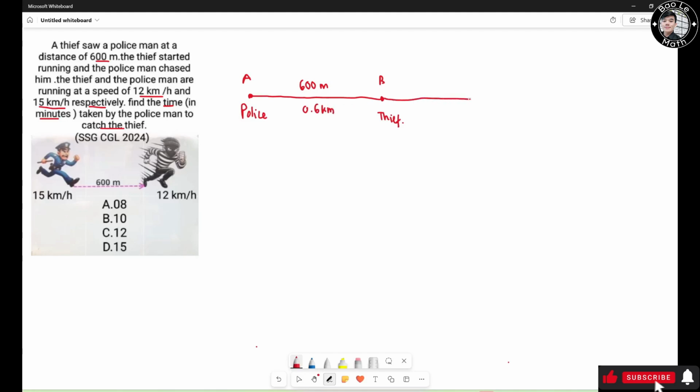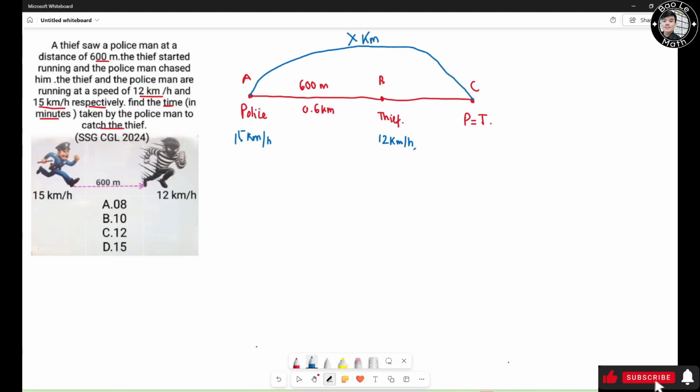Now, suppose at the position C, the policeman catches the thief. Now, the speed of the policeman is 15 kilometers per hour. The speed of the thief is going to be 12 kilometers per hour, right? So, to solve this problem, we need to create an equation. Now, assume the distance from A to C right here is going to be S kilometers, right?